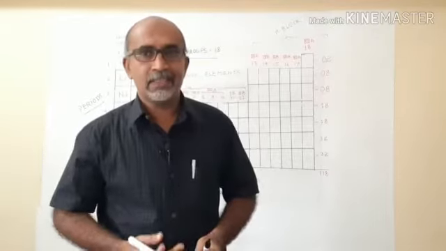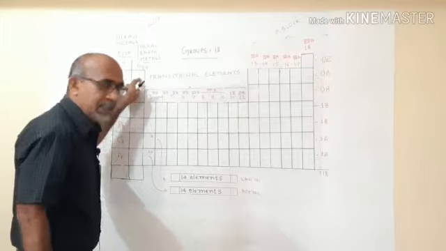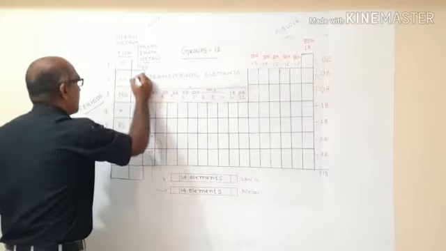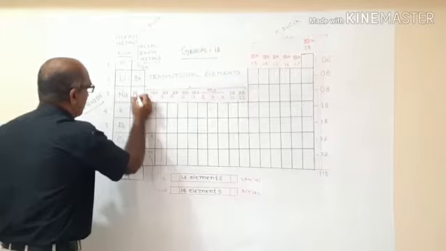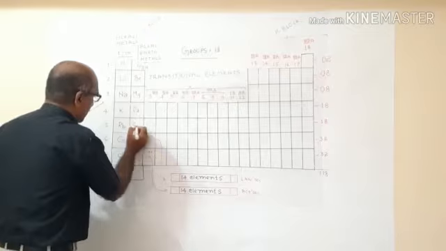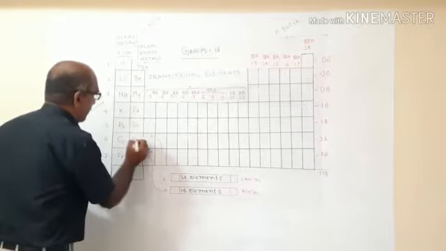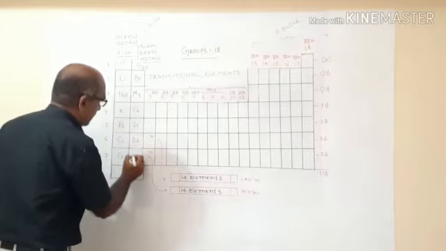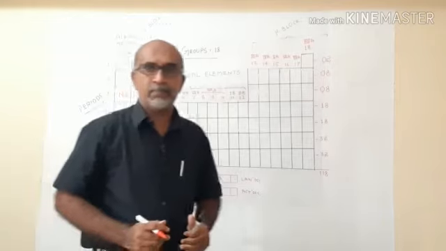Next we will go for the second A group. Here I will start with beryllium, magnesium, then calcium, then strontium, then barium, then radium.